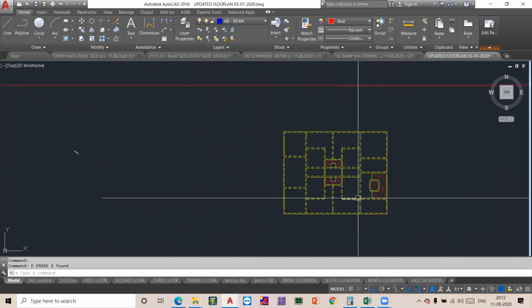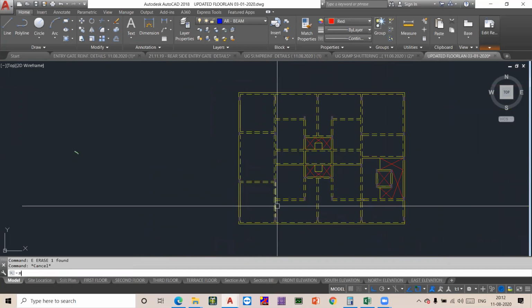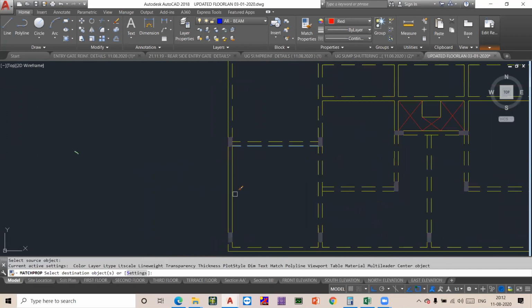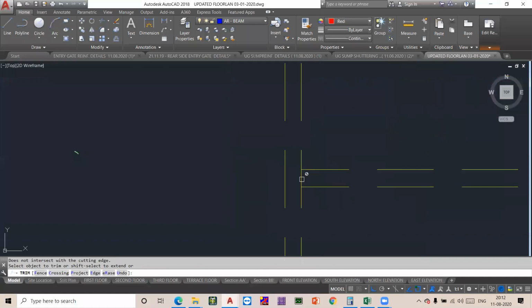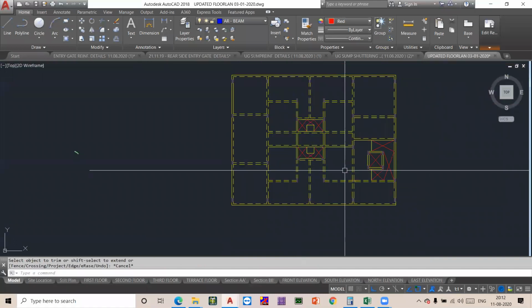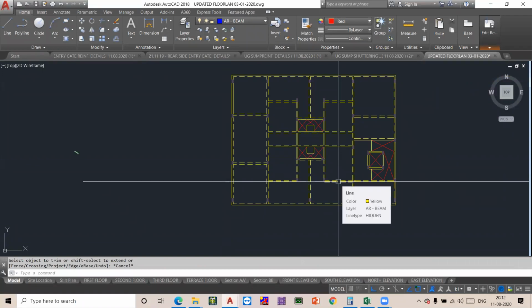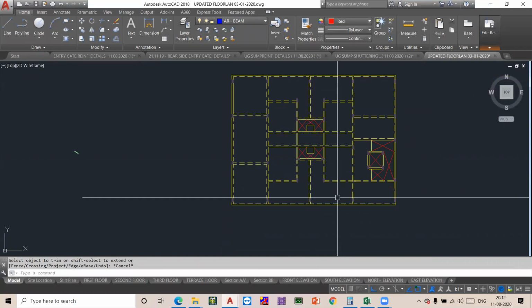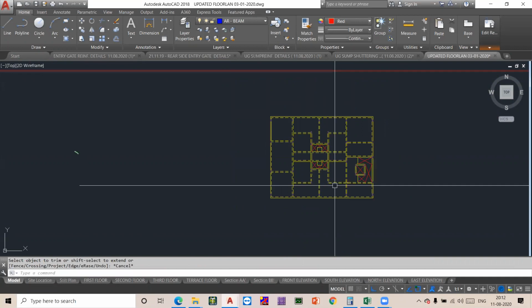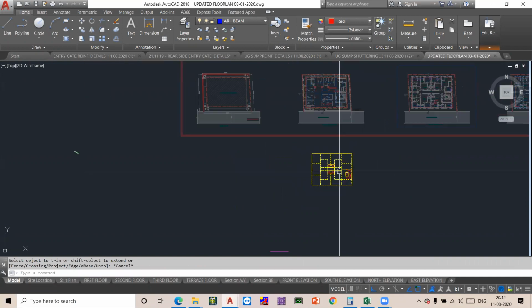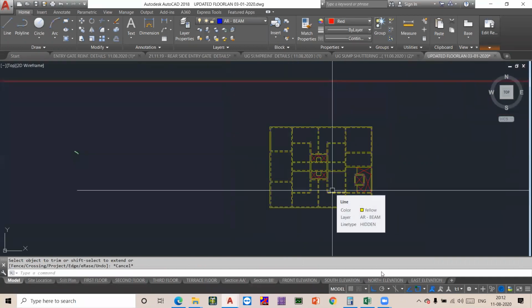Okay. Likewise, we have completed our beam layout, and there is still further tuning of this beam layout required, which we will be discussing in the upcoming class. For now, you are free to have discussion, or you can raise your concerns or queries with whatever we discussed so far.